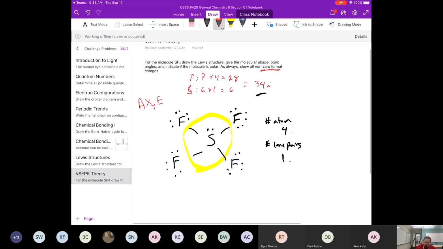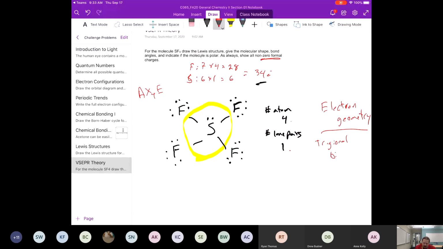So in this molecule, the electron geometry has to take into account those 5 places. When we put 5 things around a nucleus, those electrons are going to spread out as much as they can. And what shape do we get when we have 5 areas of electrons around the central atom? What is our electron geometry? Trigonal bipyramidal.